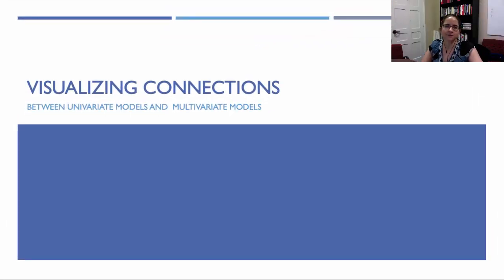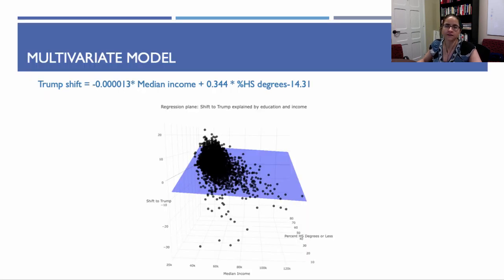So today we're going to be visualizing the connections between univariate models and multivariate models. And we're going to be looking at 4 videos in order to do this. This first video is going to look at what a regression plane is and very briefly what the equation is, and to also refresh your memory on what a univariate regression is.